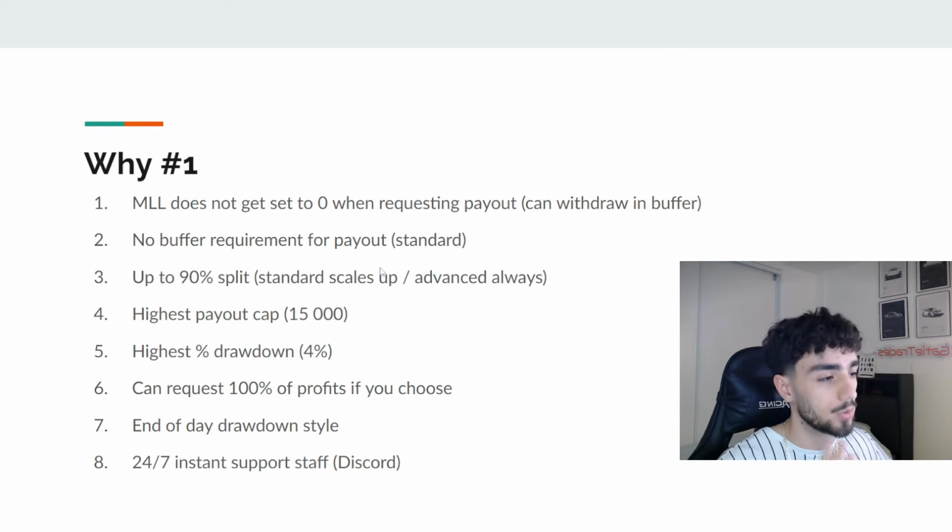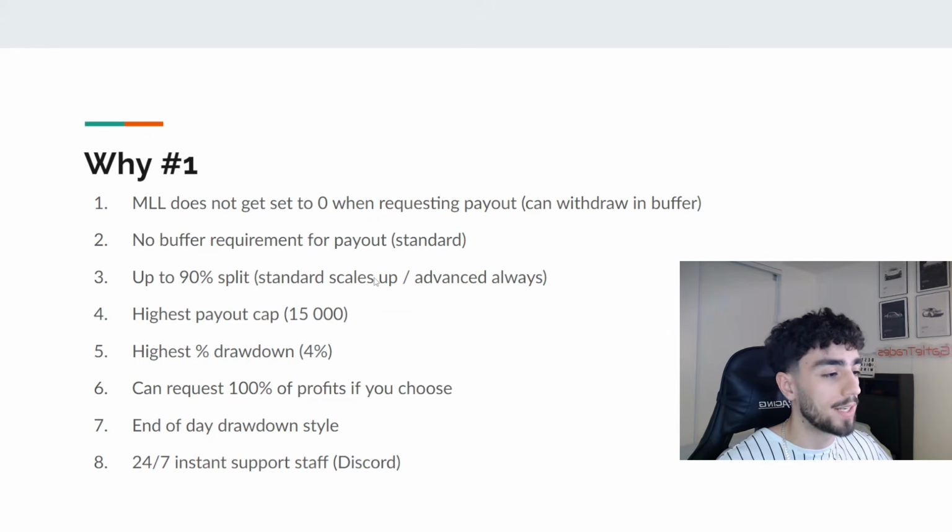This is for a standard account, which is their cheapest account. You can get up to 90% split. I think that's pretty amazing that they let you scale up and you can eventually get a 90% split. For advanced, it's always 90% split. They have the highest payout cap in the industry, 15,000, not even close to any other firm. They have absolutely dominated this realm. You can have up to 3 accounts with them, so that's 45,000 max per payout in total.